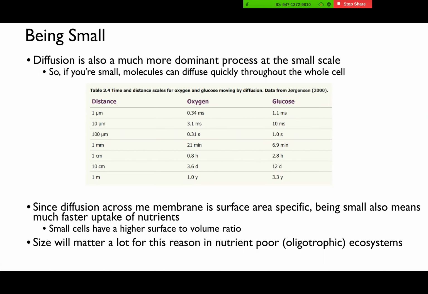which is a really cool thing for microbes, right? They're small, the environment's tough for them, but they have this really rapid diffusion. And size and being able to pick up something like oxygen or glucose, which might be limiting, is actually really important for microbes to live in very, very nutrient poor ecosystems.